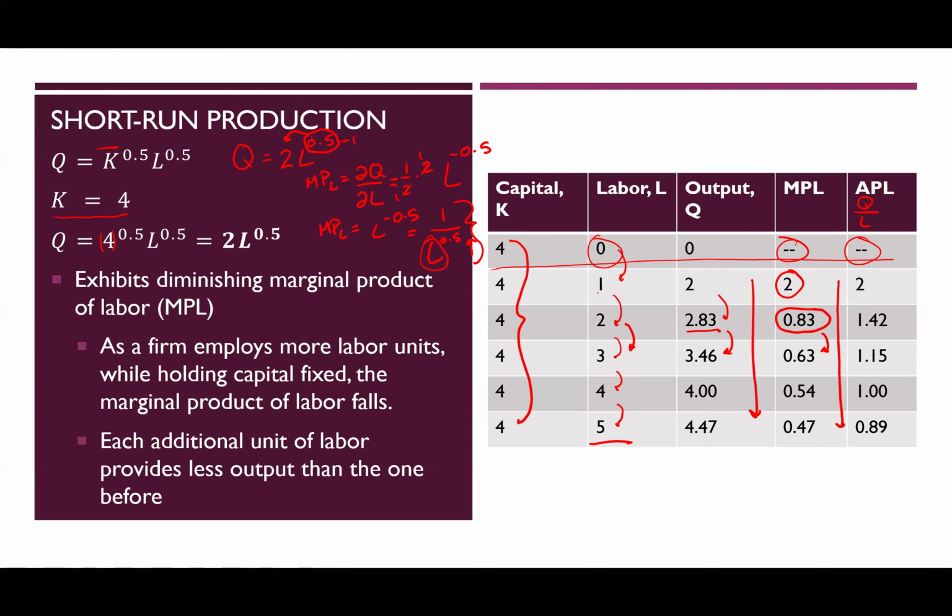If we go to when we have 1 unit of labor, we have an output of 2. So 2 divided by 1 is 2. When we have 2 workers, we'll have 2.83. So 2.83 divided by 2 is equal to 1.42. So each worker is producing 1.42 units of output. When we have 3 workers, we divide 3.46 by 3, and each worker is producing 1.15 units of output, and so on. Okay.